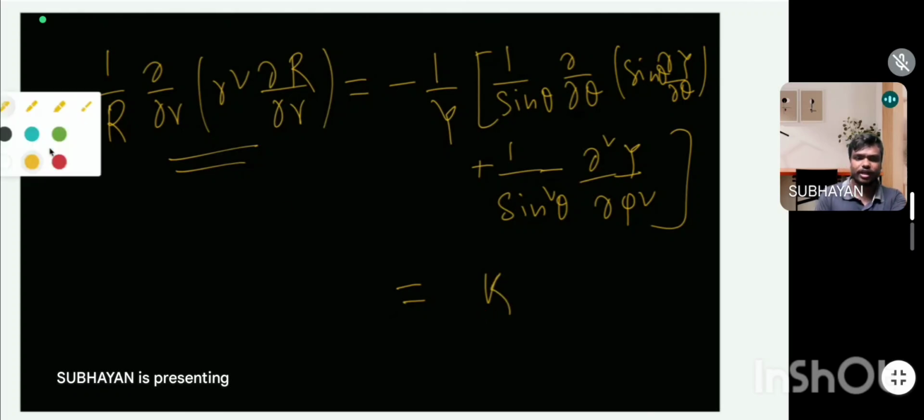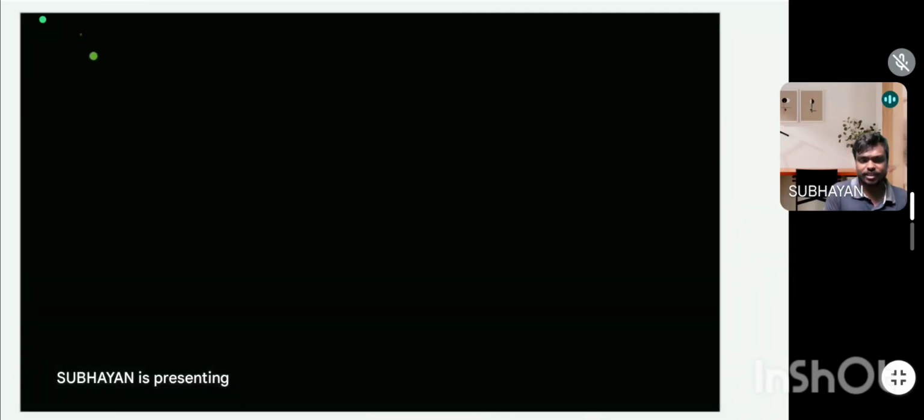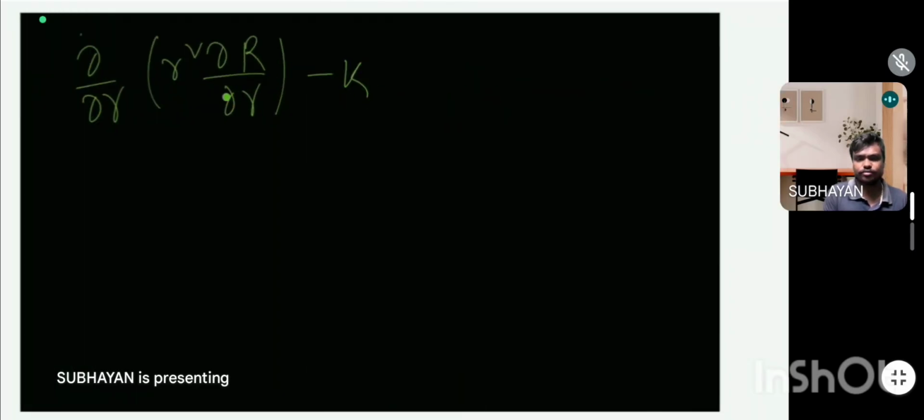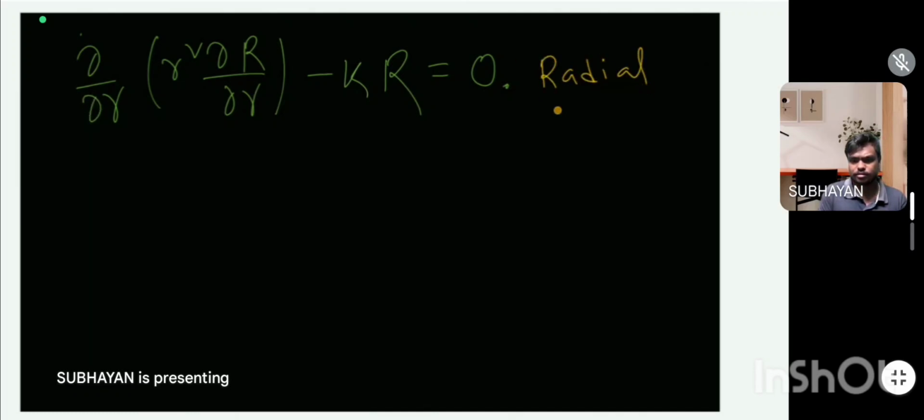Then effectively you will find two independent equations. One is the radial equation, and the radial equation is again del r of r square del R by del r, minus k R, is equal to 0. This is the radial equation. Now you can solve it in a different way.